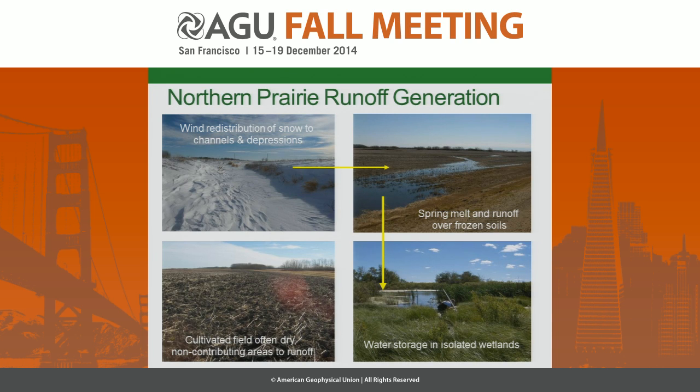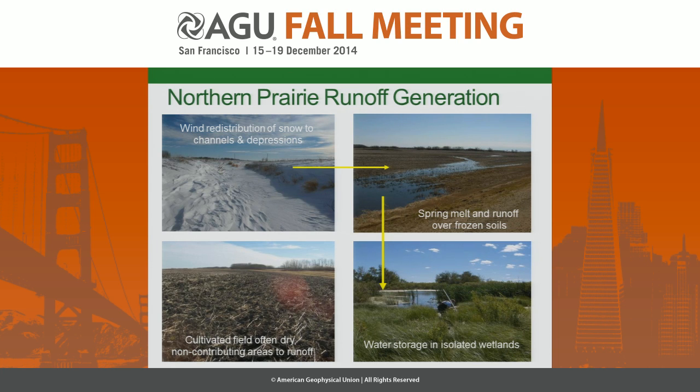About a third of the precipitation falls as snow, and the snow gets redistributed into channels and depressions on the landscape. So in the spring, snowmelt typically occurs over frozen soils, and this actually accounts for over 80% of the annual runoff in the region. Rainfall in the summer doesn't typically generate runoff as the evapotranspiration rates quickly deplete the soil moisture levels.